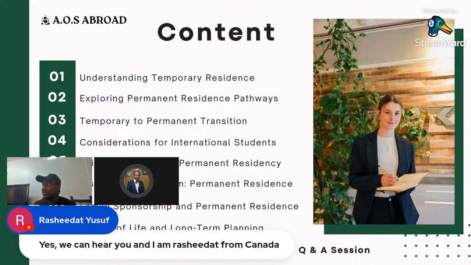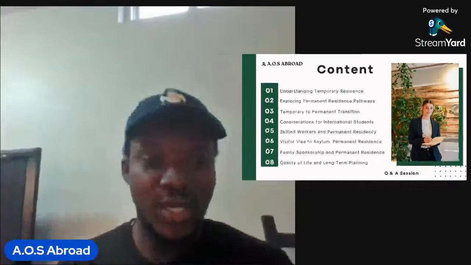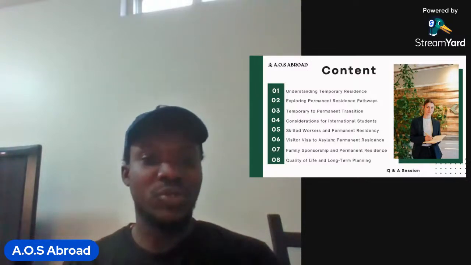The content of discussion for today: number one, understanding temporary residence. Two, exploring permanent residence pathways. Three, temporary to permanent transition. How are you going to be able to switch from temporary to permanent residence? Fourth, considerations for international students, and considerations for skilled workers and permanent residency. We are also going to talk about the visitor visa to asylum towards permanent residence. We would also talk about family sponsorship and permanent residence. And we are going to end with quality of life and long-term planning.